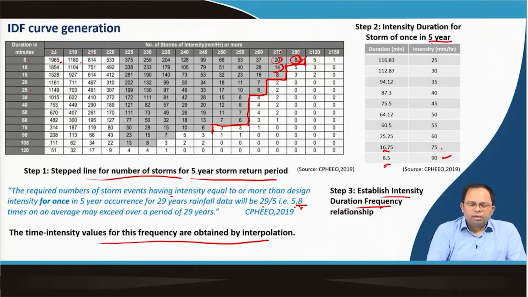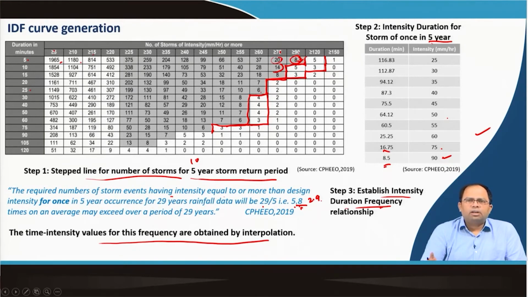If we had gone for, say, a 10-year period, then we would have divided 29 by 10, which is 2.9. So, in that case the step would be something like this. Over here the steps would be something like this. In this way the steps would be different, and then we have to recompute these intensity values for a 10-year period. So, for different time periods or different frequency we can have different steps, and accordingly we can generate this table from where we have to establish a relationship between intensity and duration.